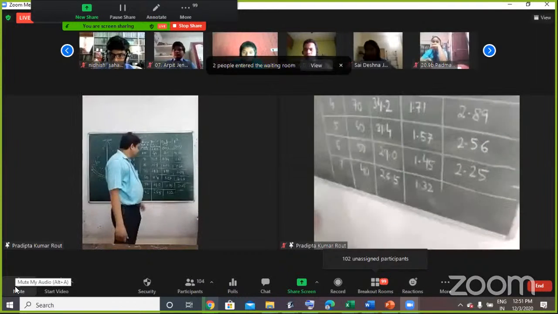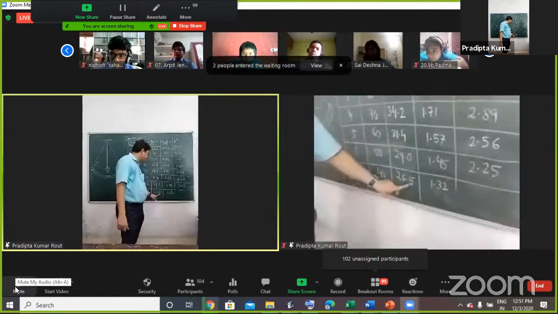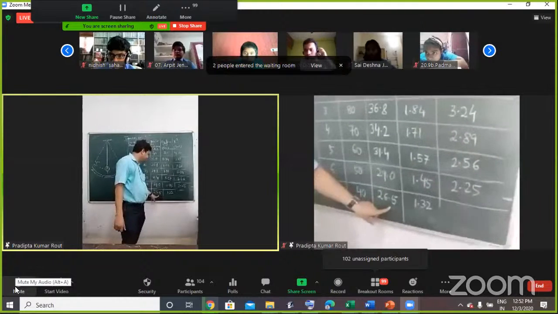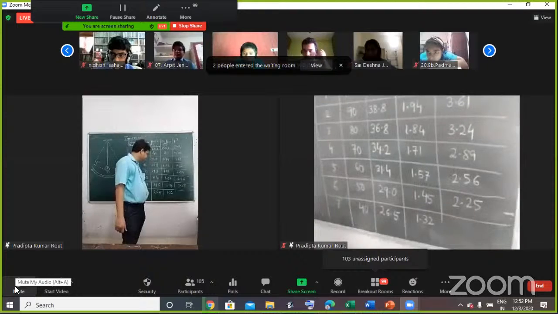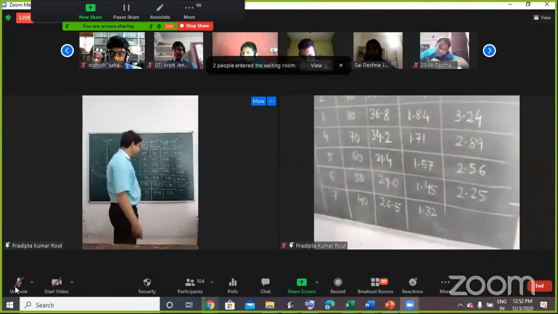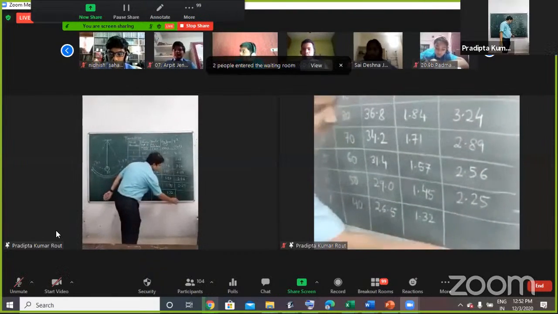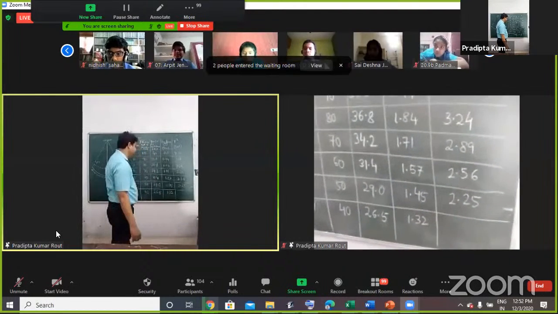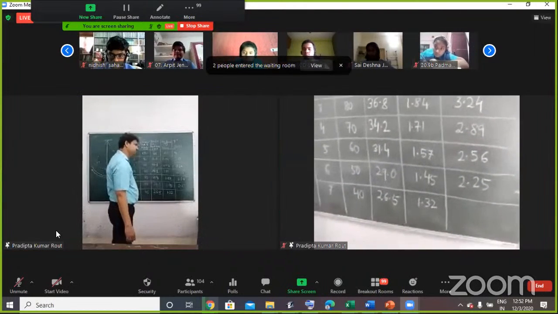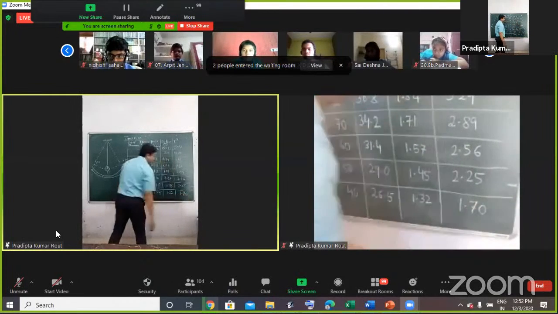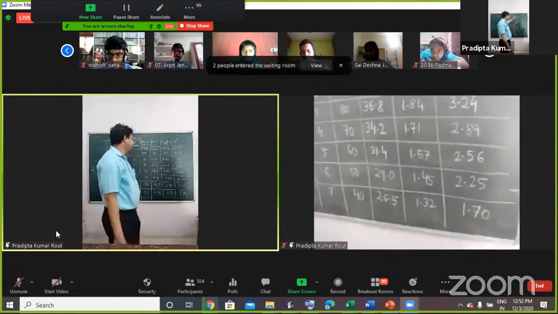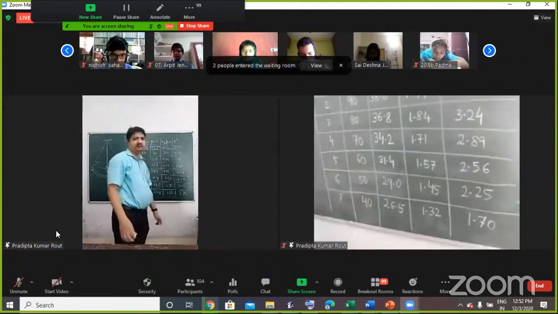Children, is this 1.32? 26.5 divided by 20? Find the square and get me how much is coming. 1.7, 1.708 approximately. So children, the calculation is complete.